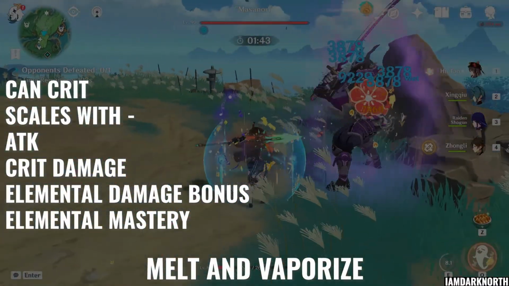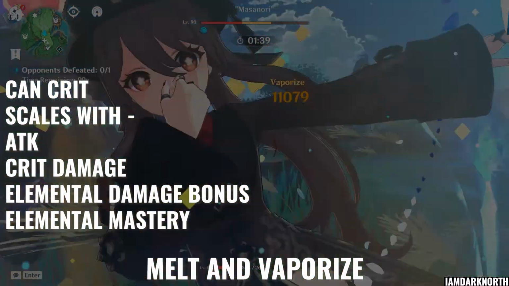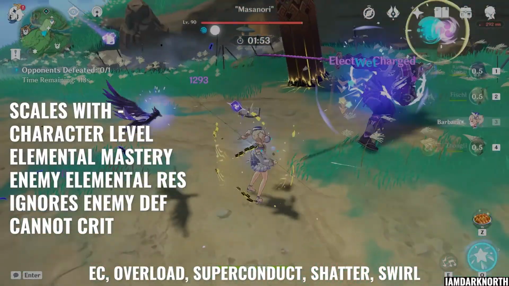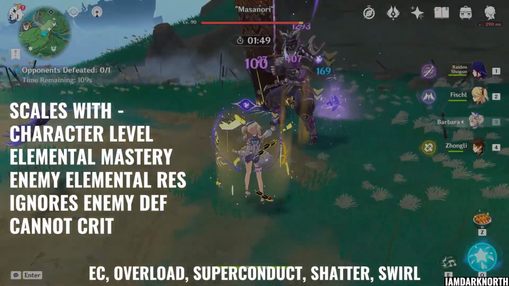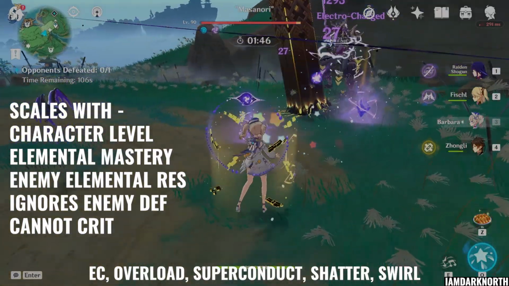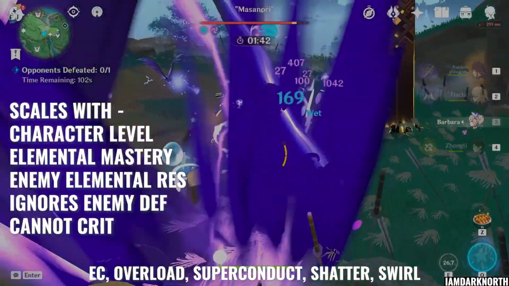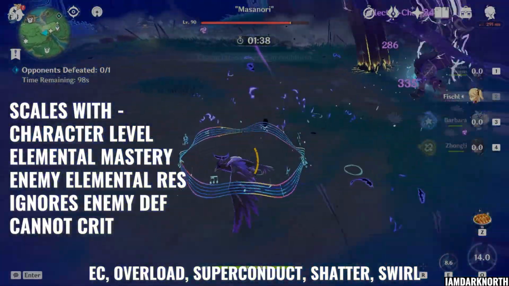Both Melt and Vaporize can crit and scale with attack, crit damage, elemental damage bonus, and elemental mastery. Now let's talk about Electro-Charged, Overload, Superconduct, Shatter, and Swirl. All of these reactions scale with character level, elemental mastery, and enemy elemental resistance. They all also ignore enemy defense, and they all also cannot crit.